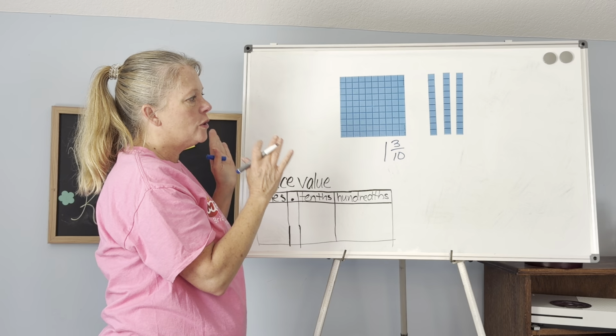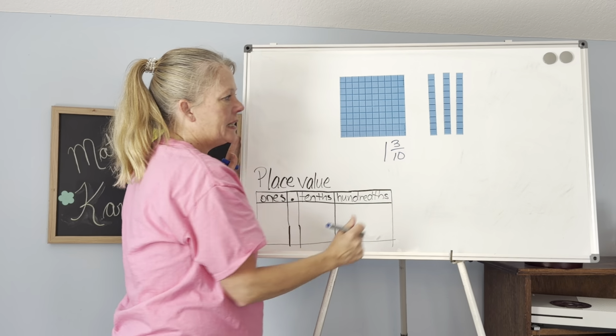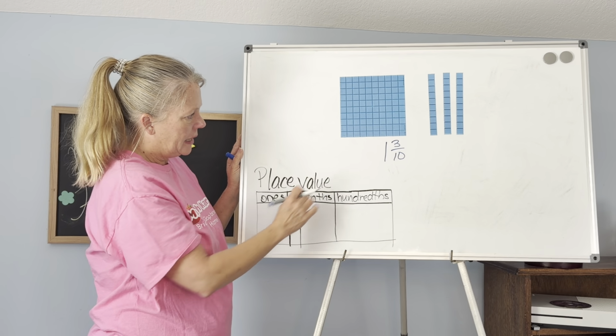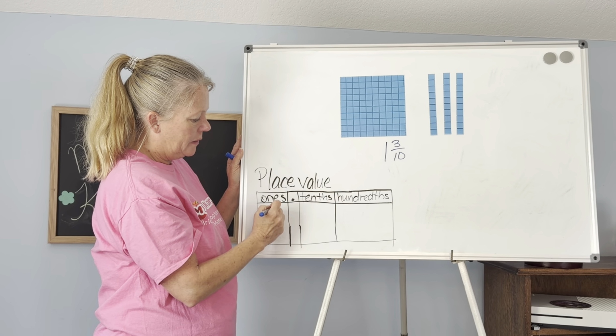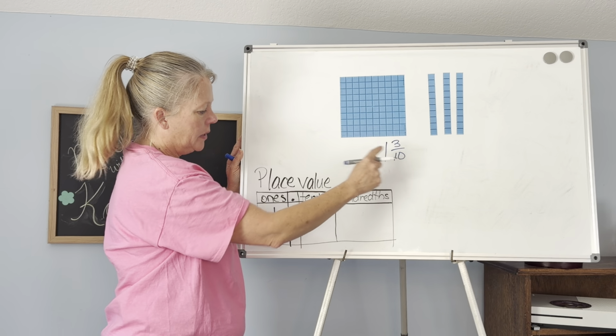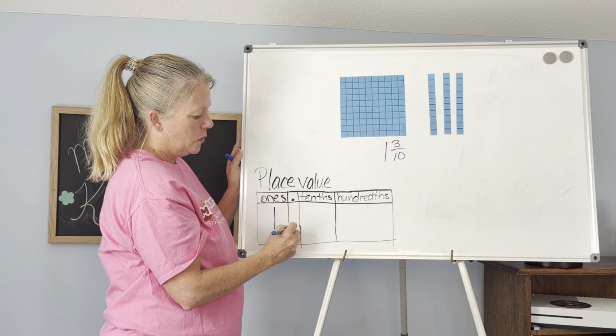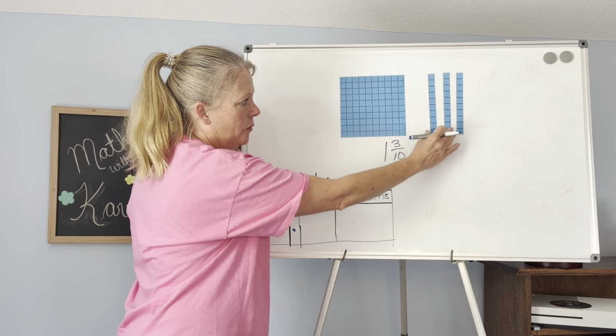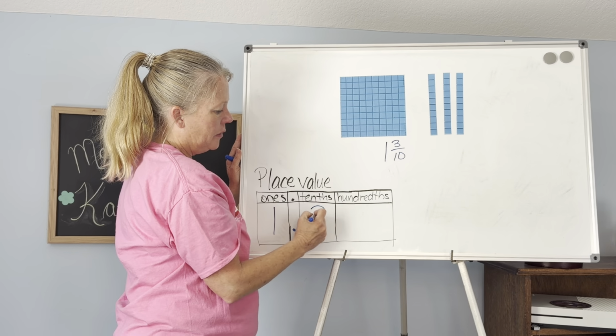So when we go to write 1 3/10, we would write our one whole in the ones box. And because we have 3/10, we would have a decimal because it's less than one whole, these right here. And we have 3/10.